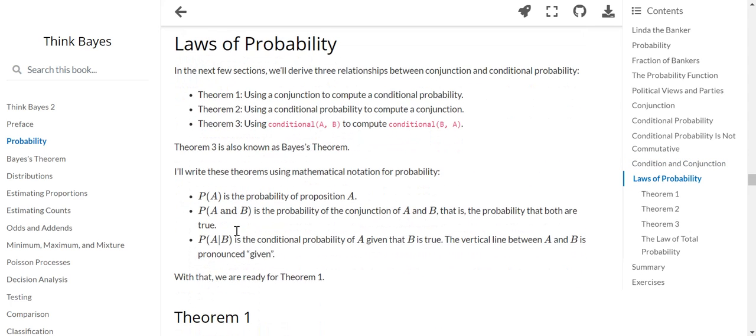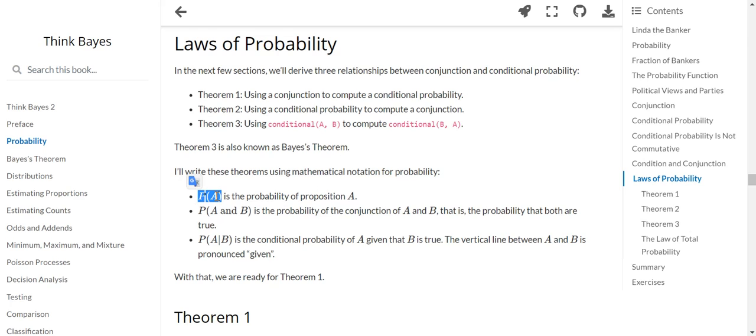This is now repetitive and you get an idea. So now we'll move on to the laws of probability. In this section we'll derive three relationships. Theorem 1, using a conjunction to compute a conditional probability. Theorem 2, using a conditional probability to compute a conjunction. And Theorem 3, using conditional A given B to compute conditional B given A. Theorem 3 is also known as Bayes theorem. I'll write the theorem.